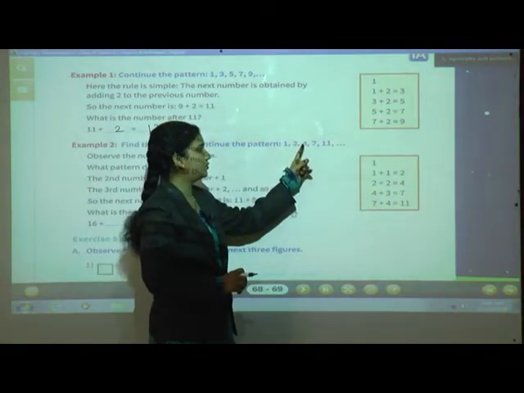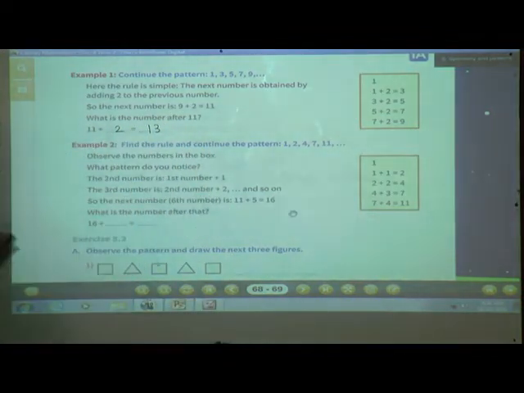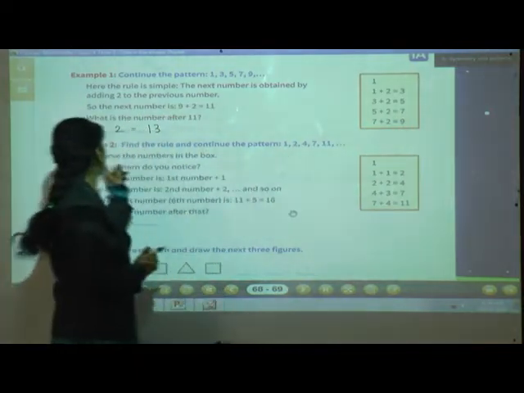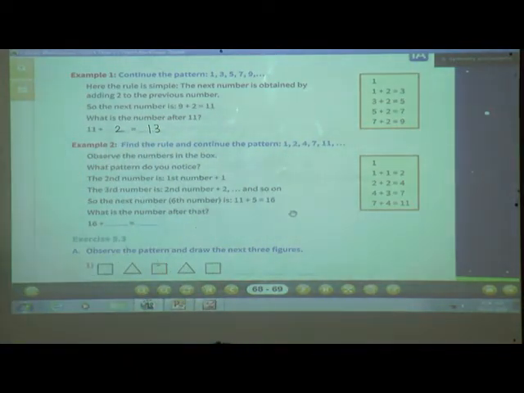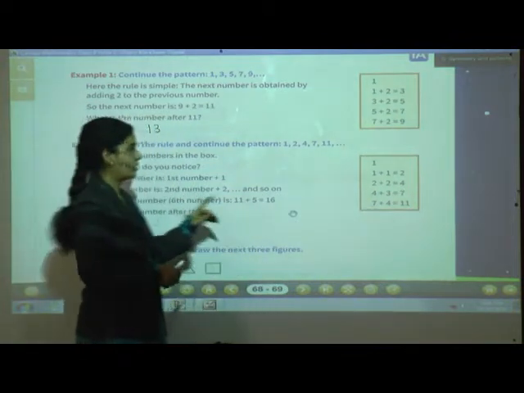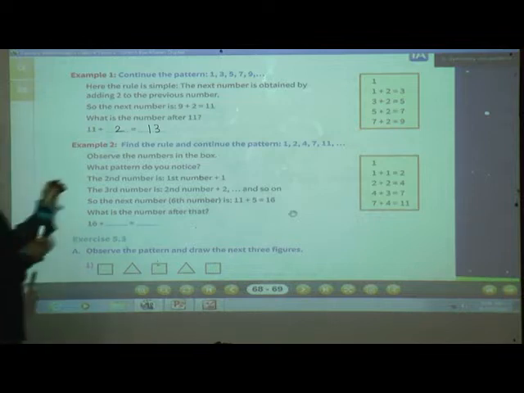Now the next example, find the rule and continue the pattern: 1, 2, 4, 7, 11. Observe the numbers carefully, so you will understand which type of pattern these numbers are having. Observe the numbers in the box. What pattern do you notice? The second number is first number plus 1. And the third number is second number plus 2, and so on.